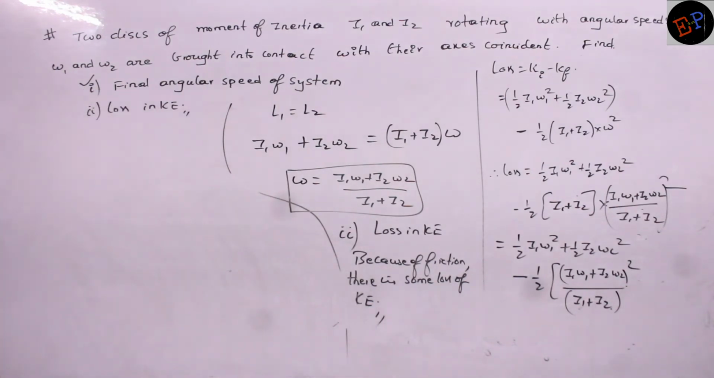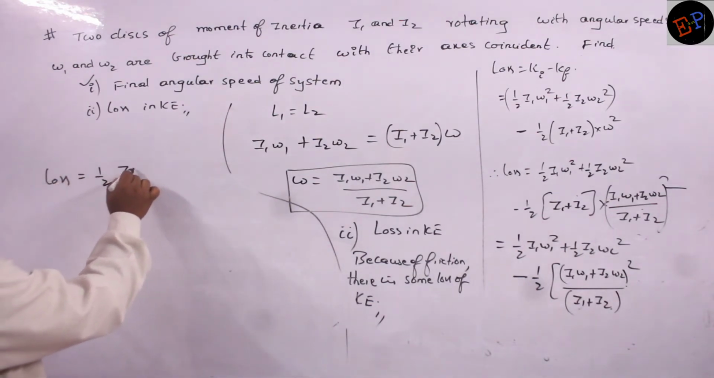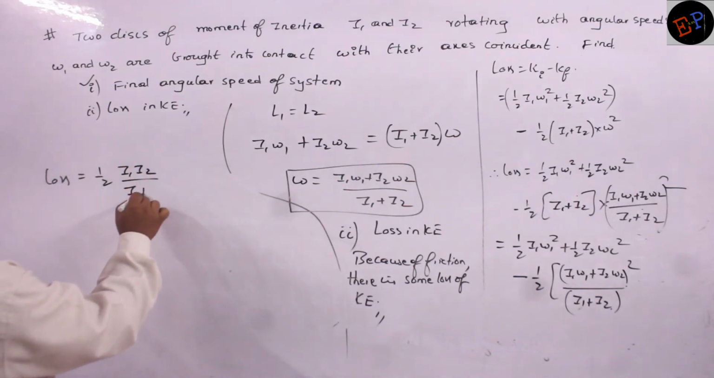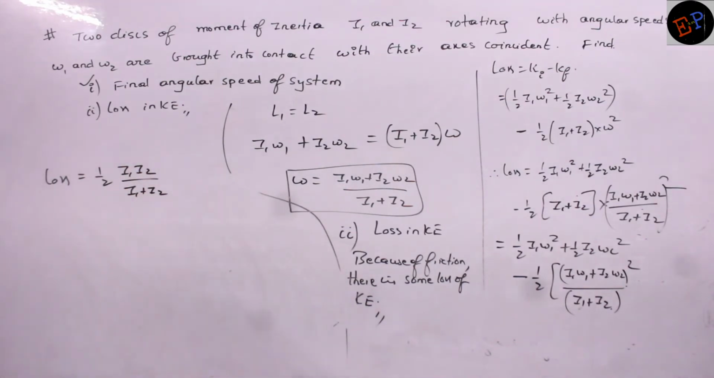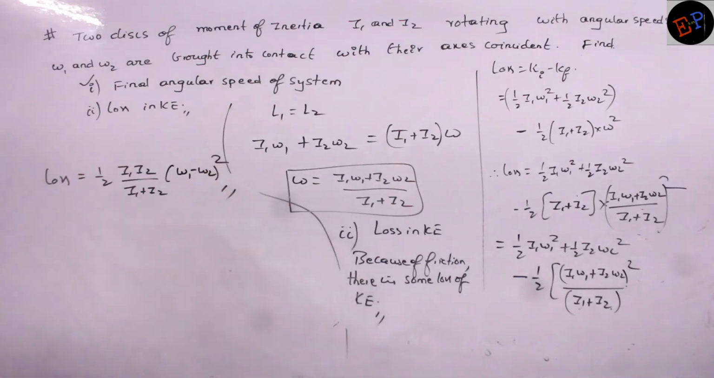So the final answer which he gave is: loss is equal to half I1 I2 divided by I1 plus I2, multiplied by omega 1 minus omega 2 whole square. Okay, so that is the final answer which you should get.